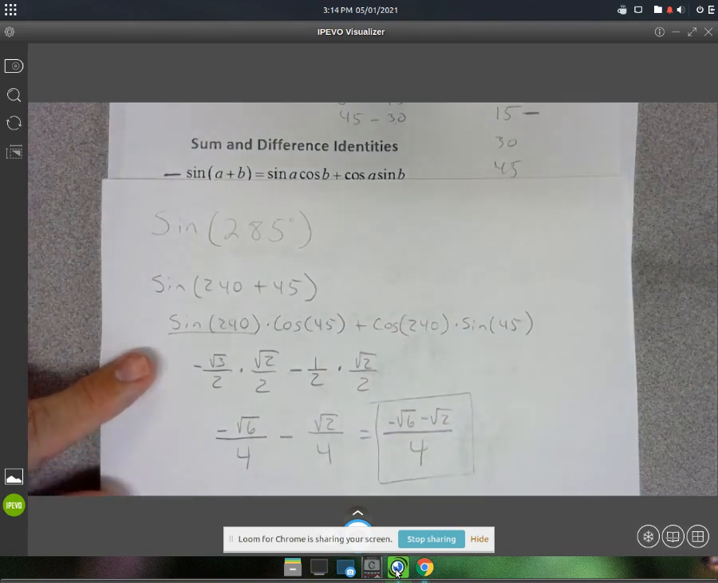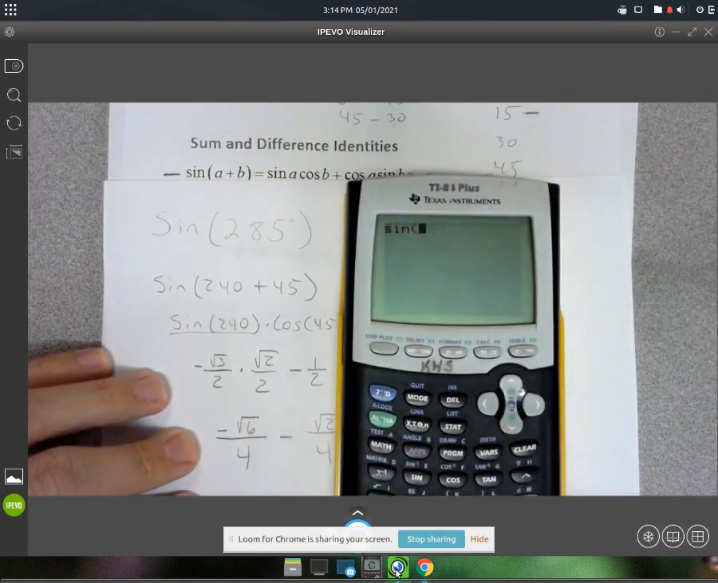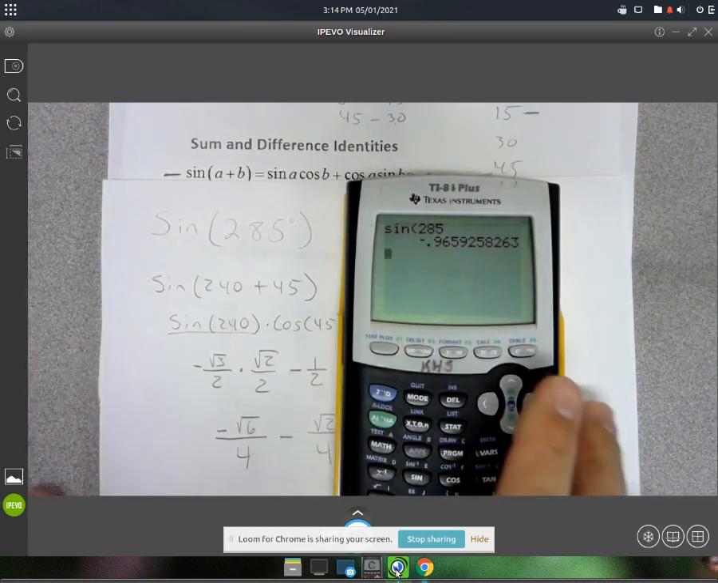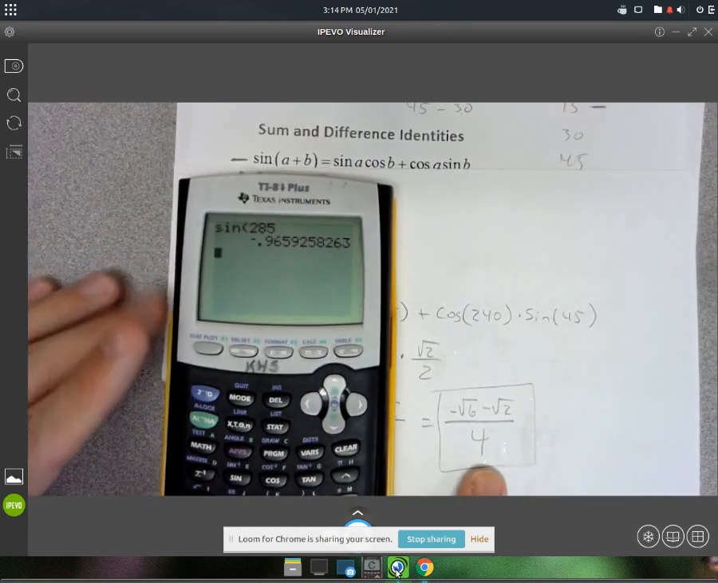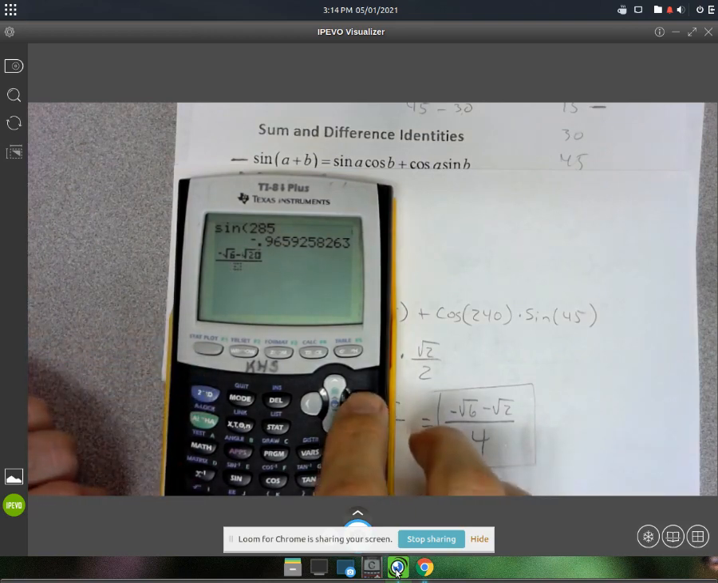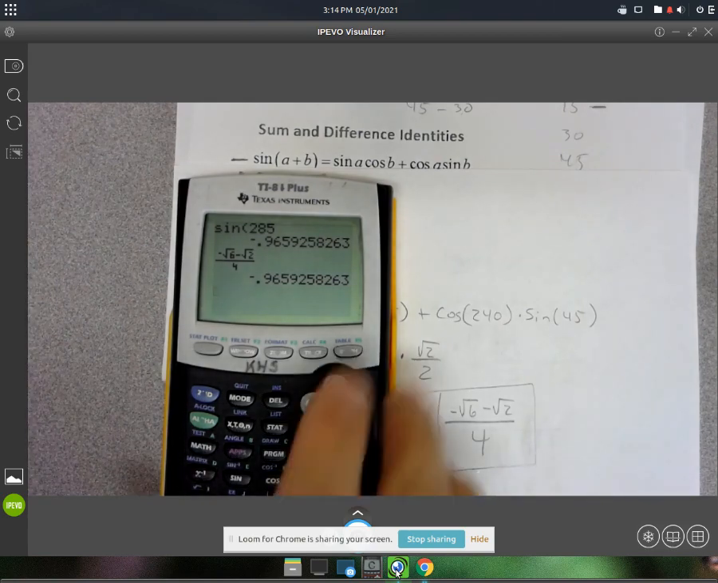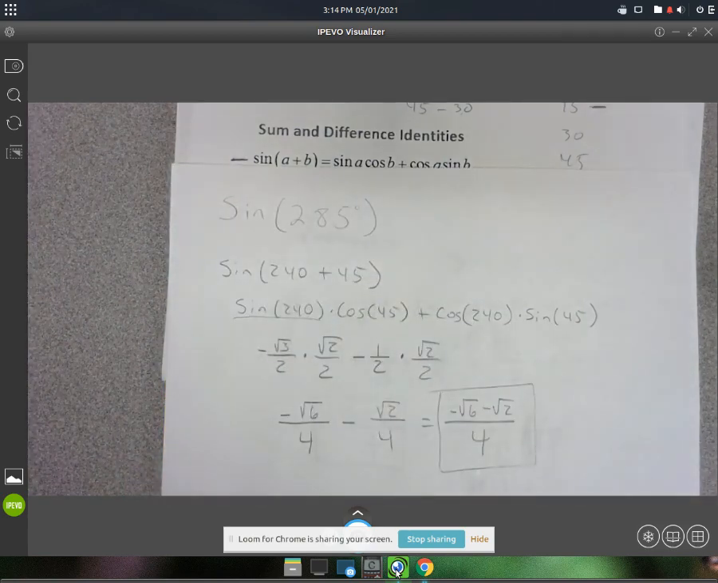There it is. If you want to, you can go ahead and check your answer. Sine of 285 gives us this value here. And then if I type in this expression, negative root 6 minus root 2 over 4, I should get the exact same answer. And there it is. Exact same thing. So that wasn't too bad. All right, that's it for this one.